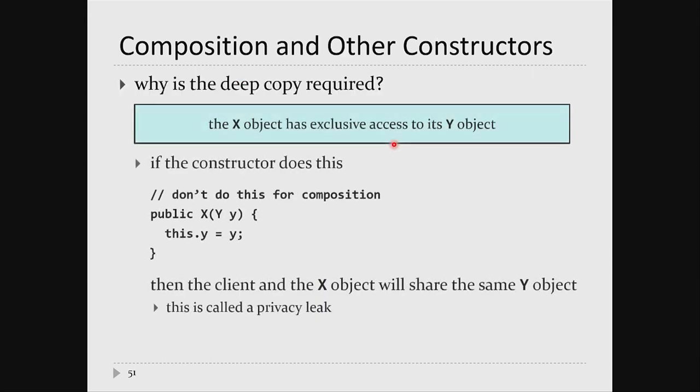Okay, so why is that copy required? It's because you're implementing a composition, and so X needs exclusive access to its Y object. When you write this.y = y, you're sharing your field: this.y points to an existing Y object that somebody else has a reference to. That means X doesn't own its internal object anymore. It's sharing its internal object with somebody else. When you share a reference to one of your internal objects, that's called a privacy leak. Sometimes it's fine. If you're implementing an aggregation, then it's not a privacy leak because you're not trying to hide your internal field anyway. But if you're implementing a composition, it's problematic.